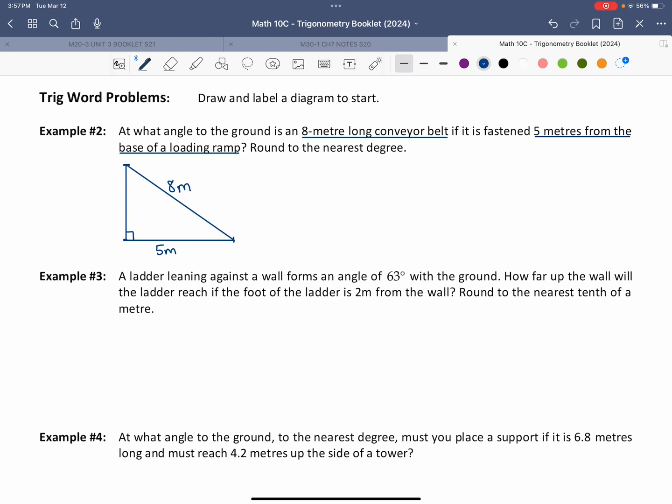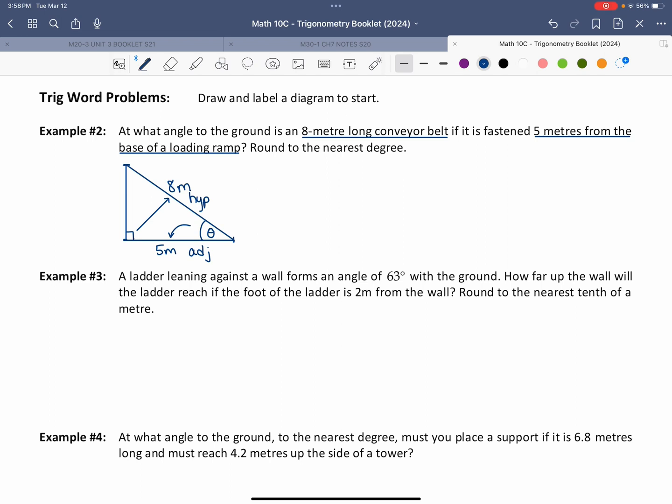We want to know at what angle to the ground is it attached. So at what angle to the ground? That is this angle. That is what we're looking for. I'm going to call that theta. Once I've got a diagram, the next step is to label things. So this would be the adjacent side, and the 8 meters would be the hypotenuse.